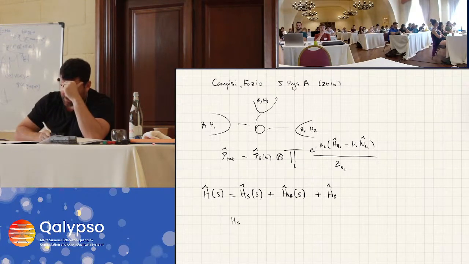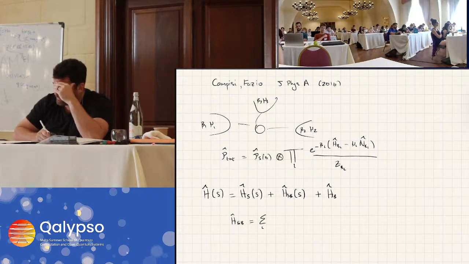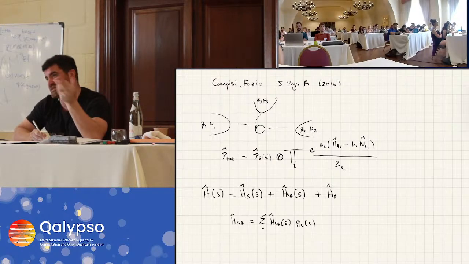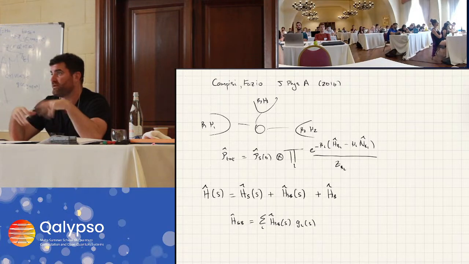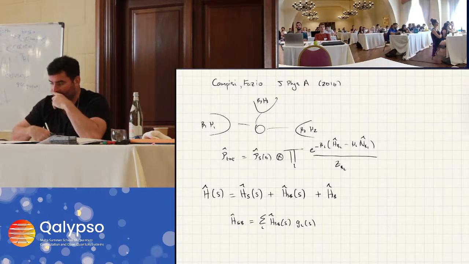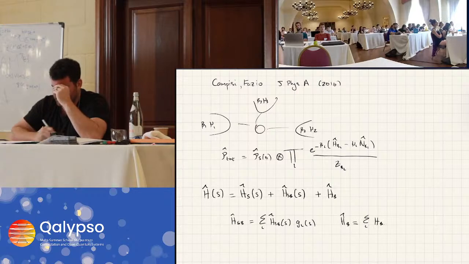So H_SB, okay, we're going to write it as the sum over L of H_SB^L, times g_L(t), where g_L(t) is some function of time, which allows you to describe how you switch on and switch off the system-bath coupling, okay? And H_B is going to be the sum over L of H_BL, okay?